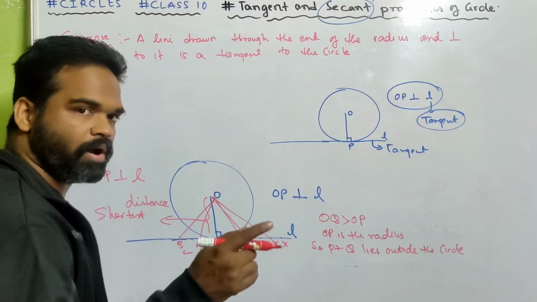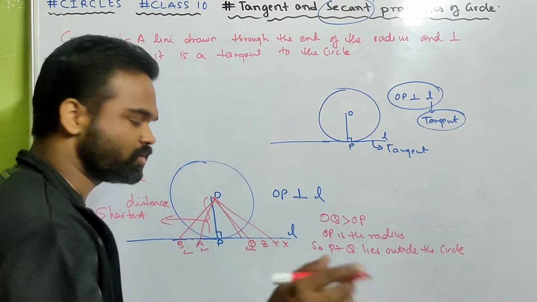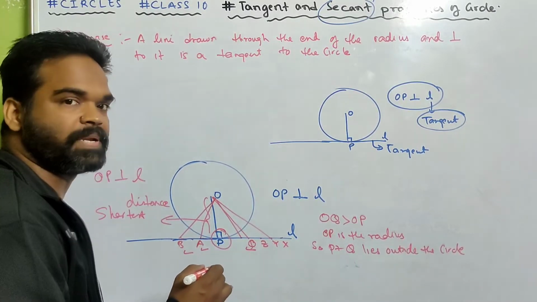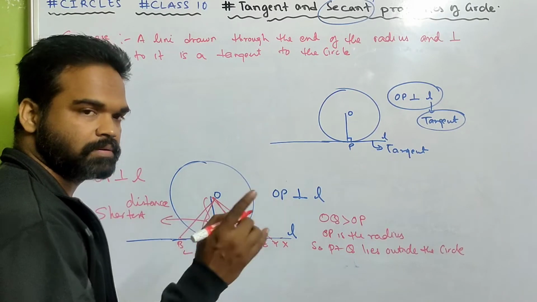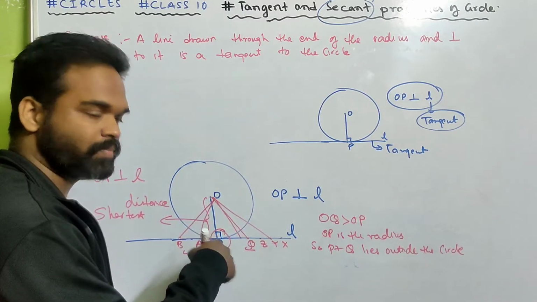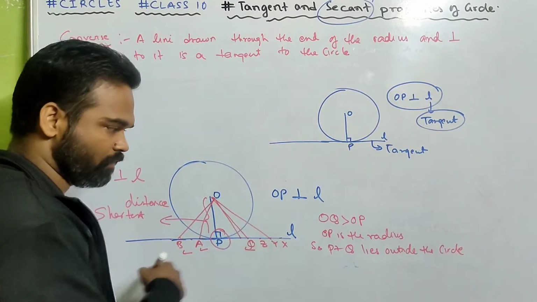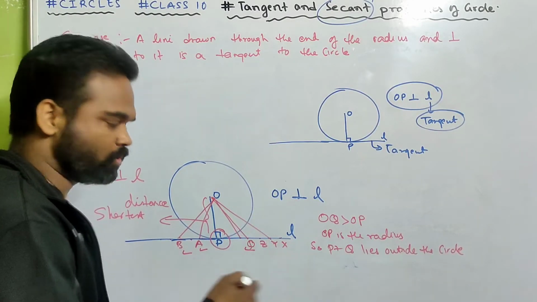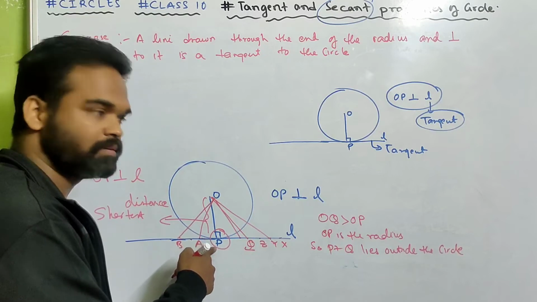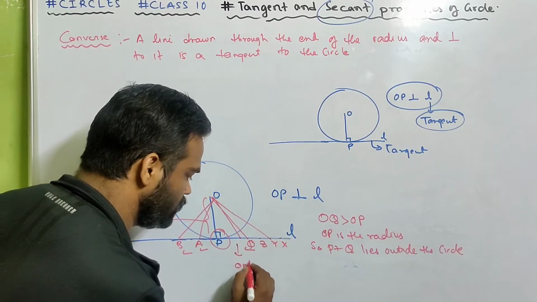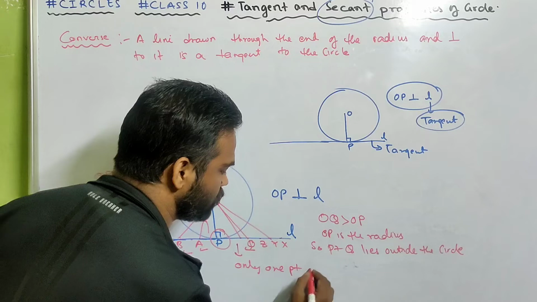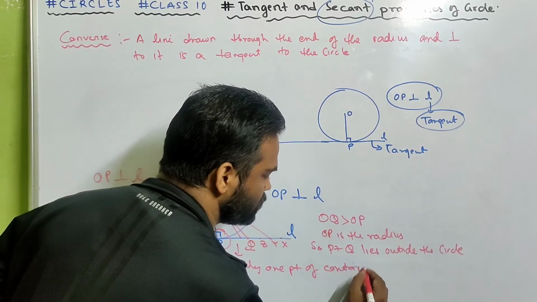So these all points lie outside the circle, which means there's only one point P that lies on the circle and the straight line passes through the point P. Yes or no? Which means L is what? The tangent, because there's only one point of contact. Only one point of contact, isn't it?